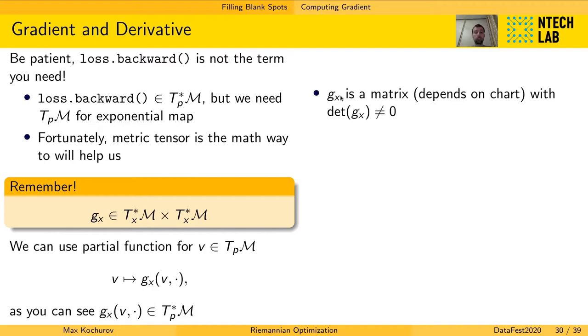So, this metric tensor can actually be represented as a matrix that will numerically depend on which chart you use to calculate the products, but its determinant will always be non-zero, and numerically this will be matrix multiplication. This partial function, it's like on one side you have a vector, in between you have a matrix, and the right part, the right vector, is unfilled and waiting, and you can compute the partial matrix multiplication and wait for another vector.